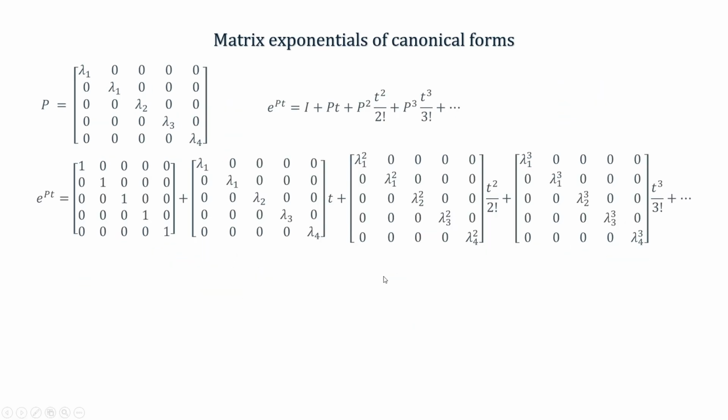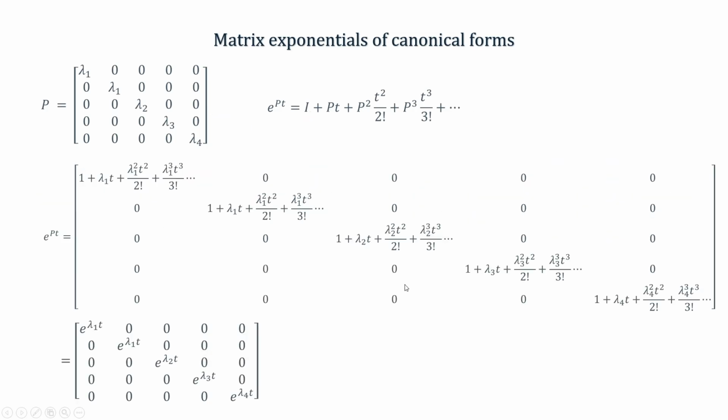Let us look at the diagonal case. For the diagonal case it is quite straightforward, because if p is in this form, e to the power of pt can be written down in this infinite series: I plus pt plus p square t square by 2 plus p cube t cube by 3 and so on. Here I is an identity matrix, p is this matrix multiplied by t, and p square has the diagonal terms squared, multiplied by t square by 2 and so on. Now if you add these up, this is what you will get.